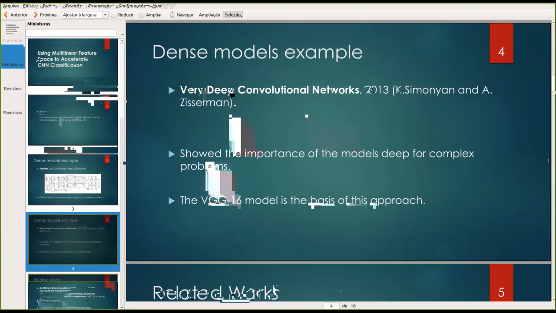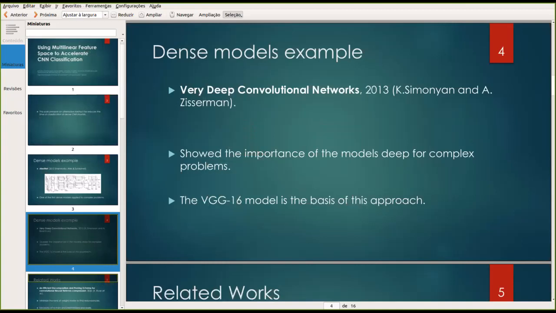The second dense model is the VGG. This work showed the importance of the depth of VGG models to solve complex problems with a very big number of classes and samples. The VGG model is the basis of our study.